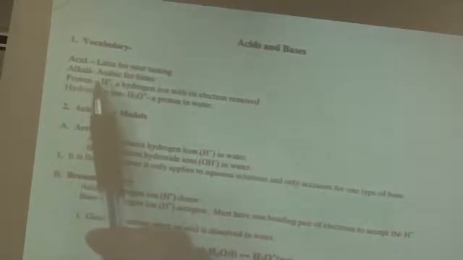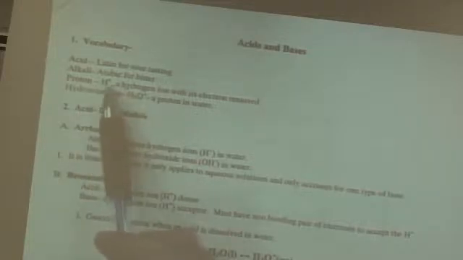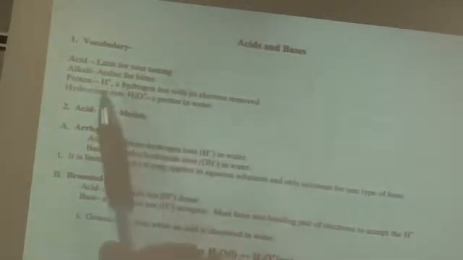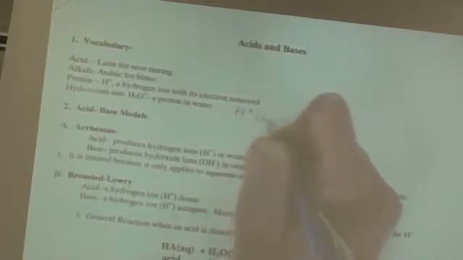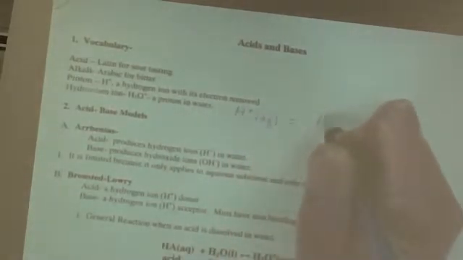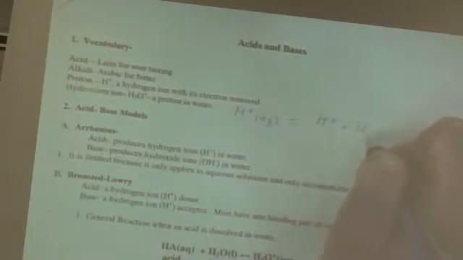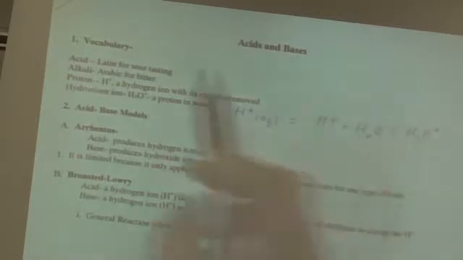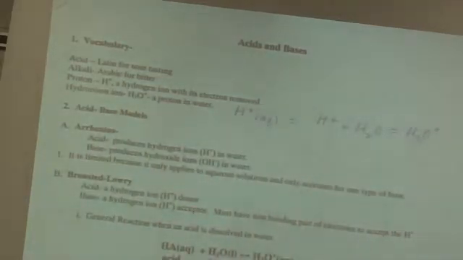I'm going to use these words interchangeably. Hang with me, please. A proton is the same thing as a hydrogen ion. A hydrogen ion is a hydrogen atom that's had its electron removed. A hydronium ion is a proton in water. Get it? This would be the same thing as this in water, which would be the same thing as this. So all of these are equivalent terms.